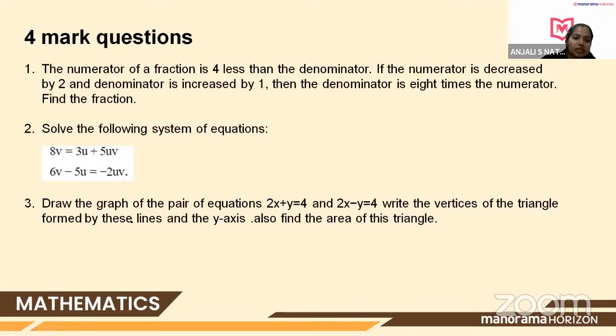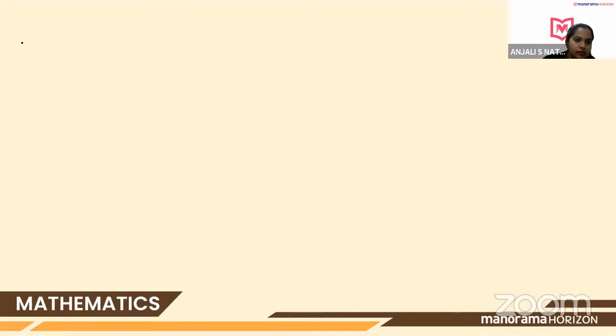Okay, solve the following system of equations. So we have two equations here. Second question. 8v minus 3u is equal to 5uv. And the next equation is 6v minus 5u is equal to minus 2uv.